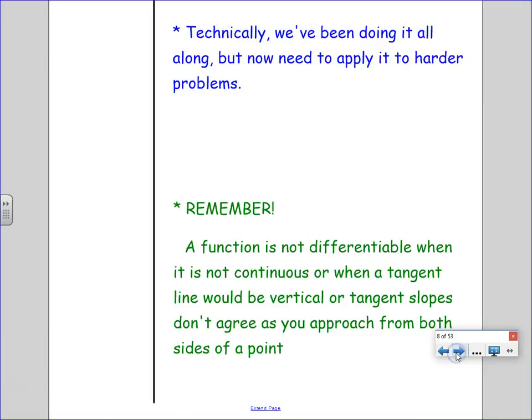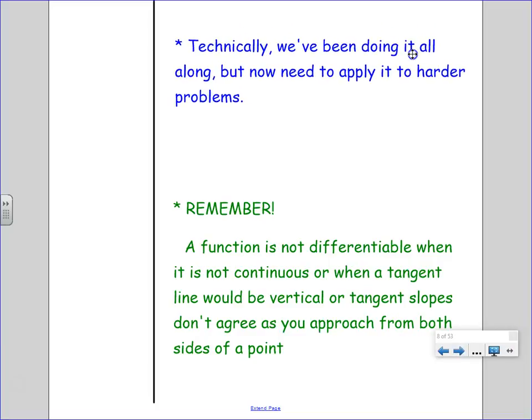So what if I was to give you this? No, wrong way. This one. Oh, I want to give you one more. Okay, hold on, pause. I do want to write just a couple of things about these. First, really quickly, technically, we've been doing it all along, but now we need to apply it to harder problems. You've already applied it to a couple harder problems. We have some more examples that we'll look at to hopefully get better and continue mastering this new thing called implicit differentiation. But now we need to apply it to harder stuff.